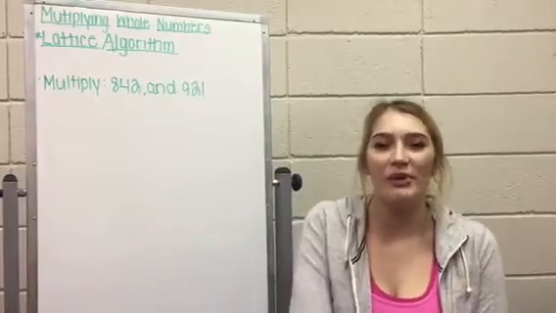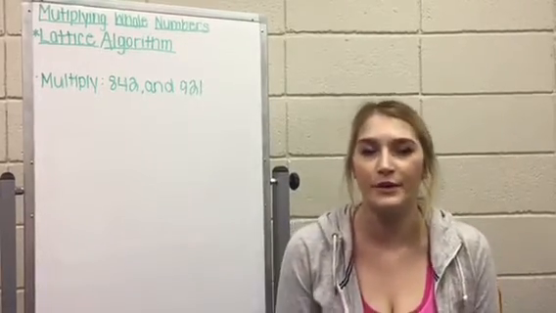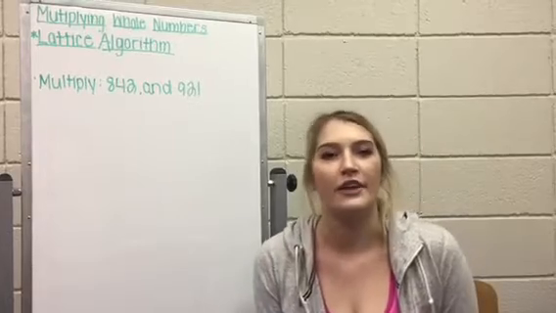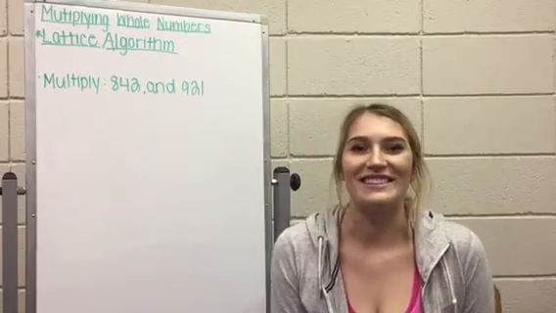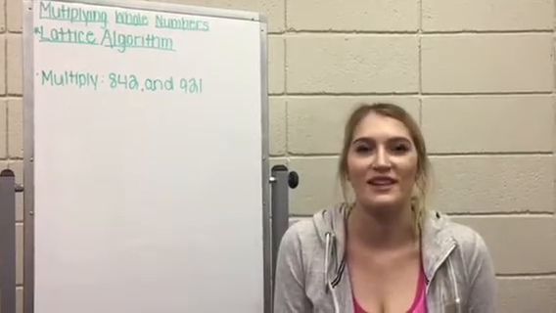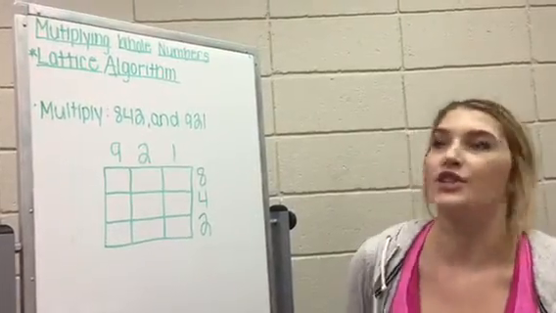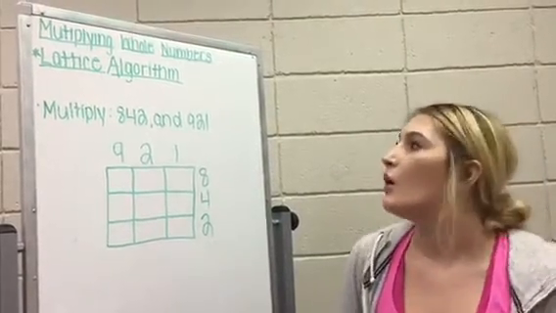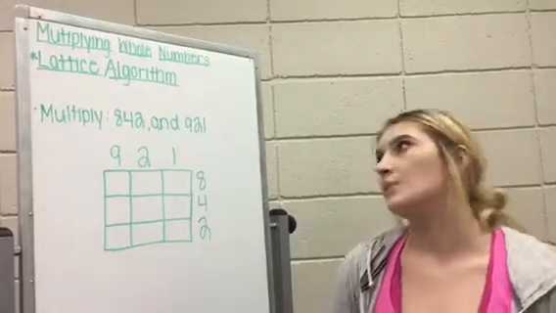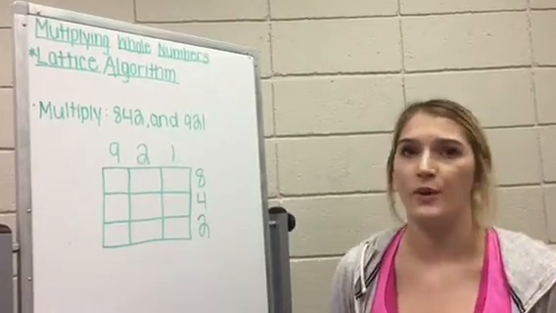Hi, today we're doing a problem based off of multiplying whole numbers using the lattice algorithm. This is used to help 6th graders learn to multiply in different ways. First, we came up with a problem to show how to use the lattice algorithm. So our problem is we want to multiply 842 and 921.